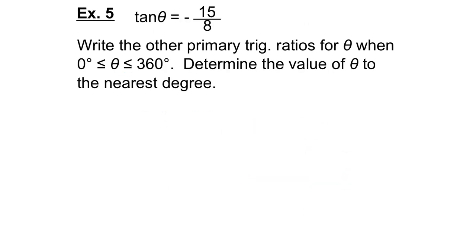This question's a little bit different, but it follows the same theme. We know the tangent of our angle is negative, so we can figure out what quadrant our angle could be in. We're going to determine the value of the other primary trig ratios, so sine and cosine, and then we're going to determine the value of our angle to the nearest degree. Now keep in mind, you might have more than one possible answer for your angle. Use the CAST rule to figure it out.